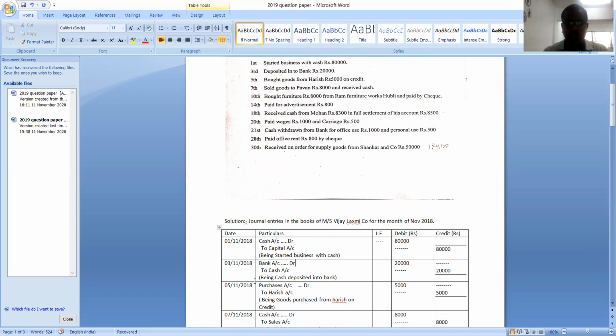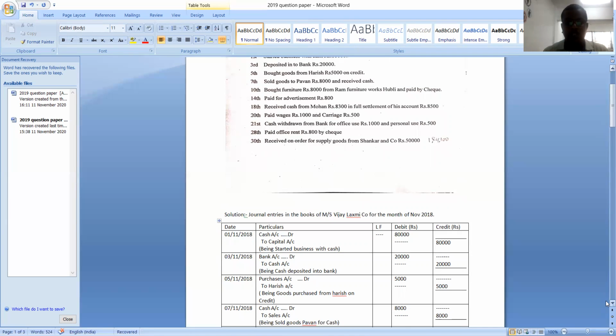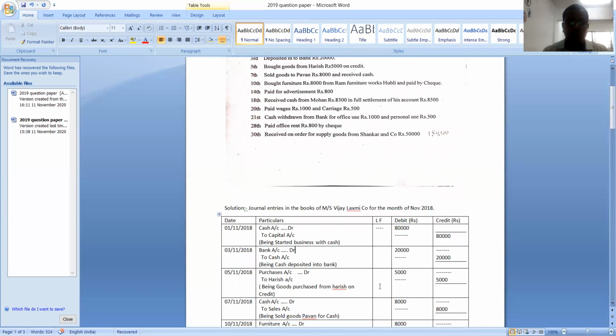Then after passing the journal entry, in the third line we should write the narration. What is narration? Narration is a short summary of the transaction. It is a short explanation of the transaction which explains why a particular account is debited and why a particular account is credited. Okay, let us move to the next transaction, which is dated on the 5th.